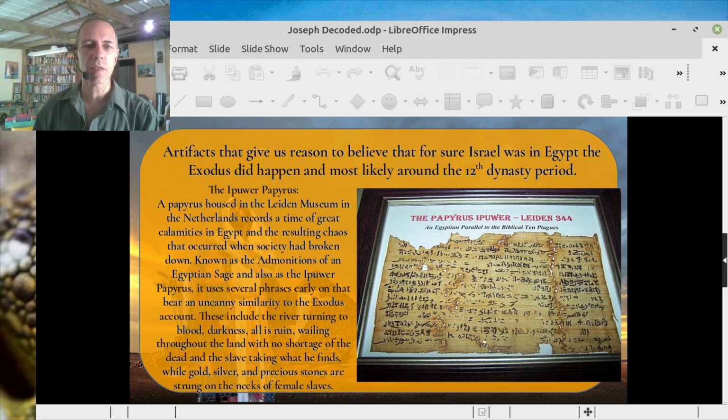It's a papyrus housed in the Leiden Museum in the Netherlands, and it records a time of great calamities in Egypt and the resulting chaos that occurred when society had broken down, known as the admonitions of an Egyptian sage, and also as the Ipuwer papyrus. It uses several phrases early on that bear an uncanny similarity to the Exodus account.